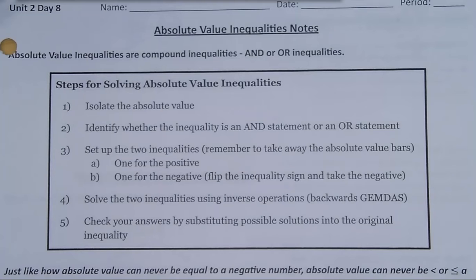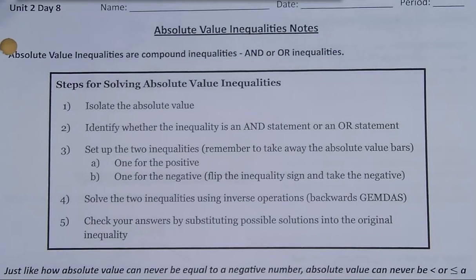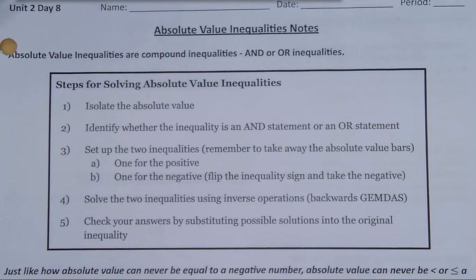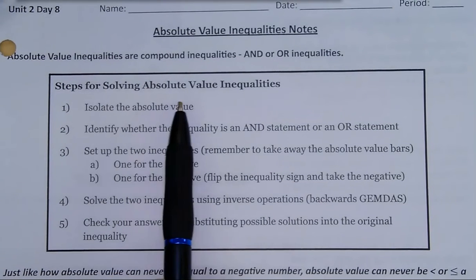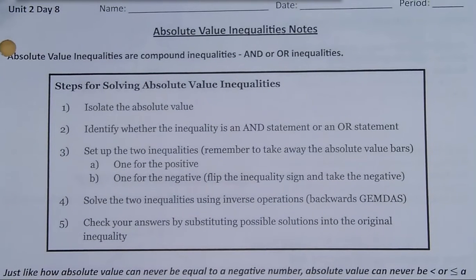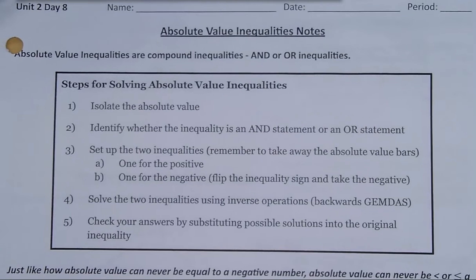Remember, when we solved absolute value equations, we always wanted to isolate and split. And so we're going to do that with inequalities as well, but it's just a little bit more complicated. First, we're going to isolate our absolute value, and then we're going to identify whether we have an "and" statement or an "or" statement. And then we'll set up our two inequalities.